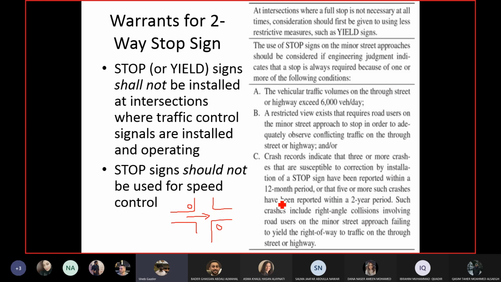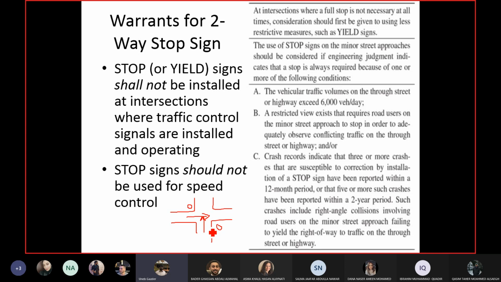So you analyze the crashes and you feel that crashes are happening because the drivers are not stopping. You need a stop sign, so you provide a stop sign there. The values are 3 or more crashes in 1 year, or 5 or more crashes in 2 years. What type of crashes can indicate that you need a stop sign? These are right angle collisions. One driver coming from here, the other one coming from here, and you have this type of crash. Obviously, right angle crashes happen because one driver did not stop at his turn. One of these drivers should not have entered, right?